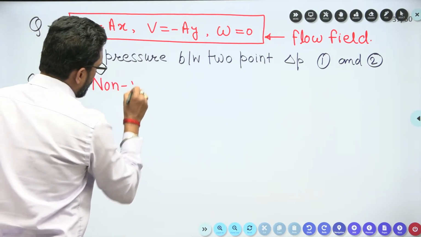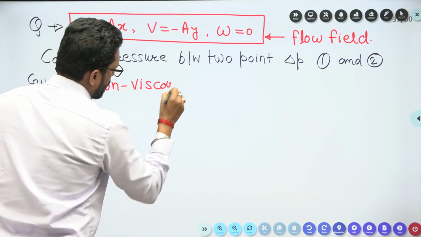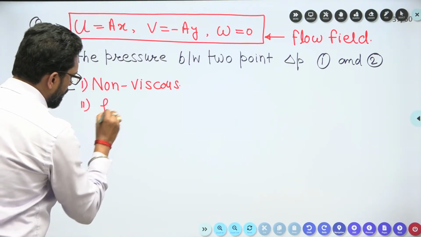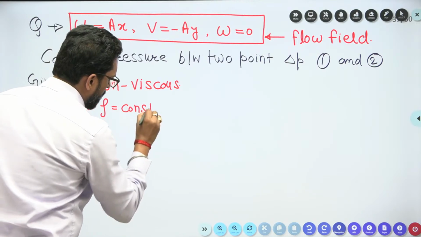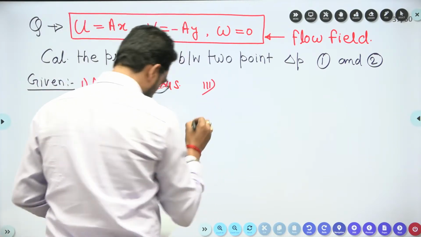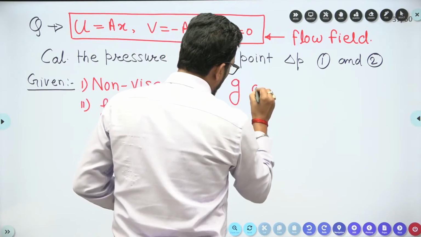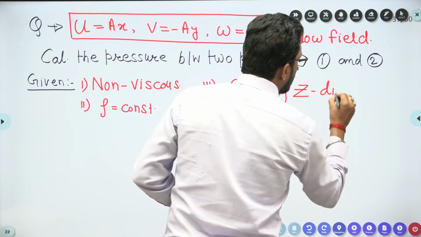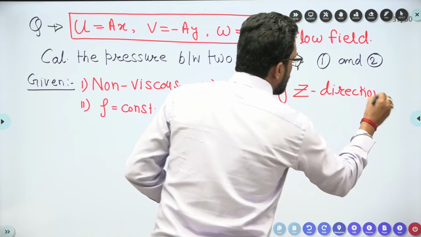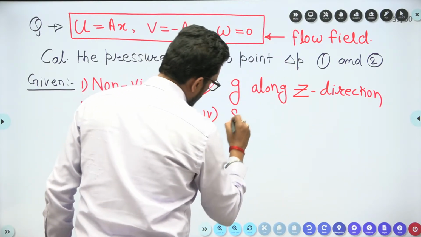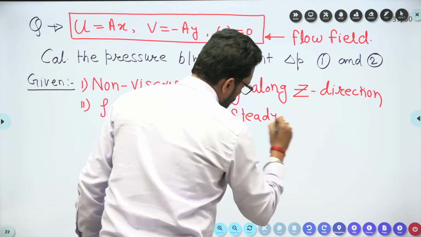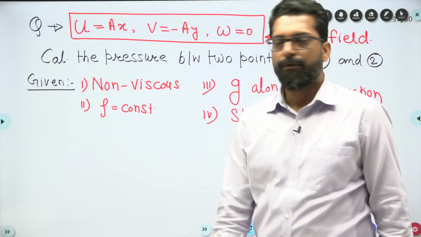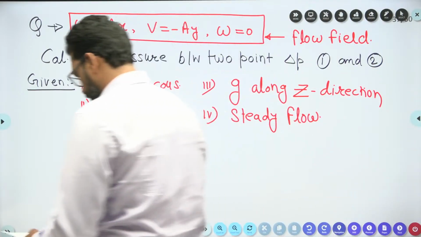Number one, non-viscous. Number two, density is constant. Number three, g along Z direction, that means gravitation along the Z direction. Number four is steady flow. This is given to you, right?